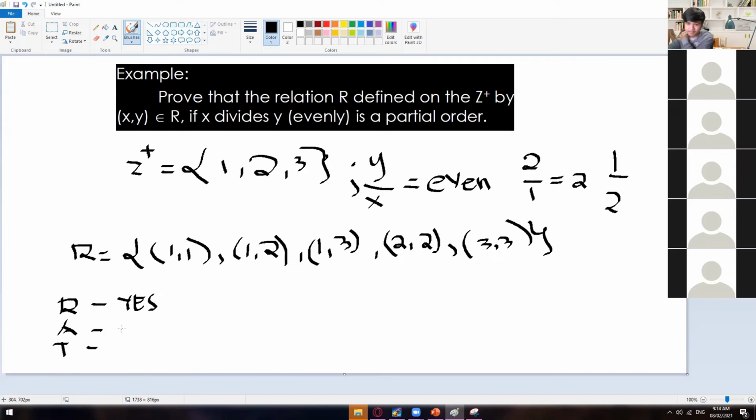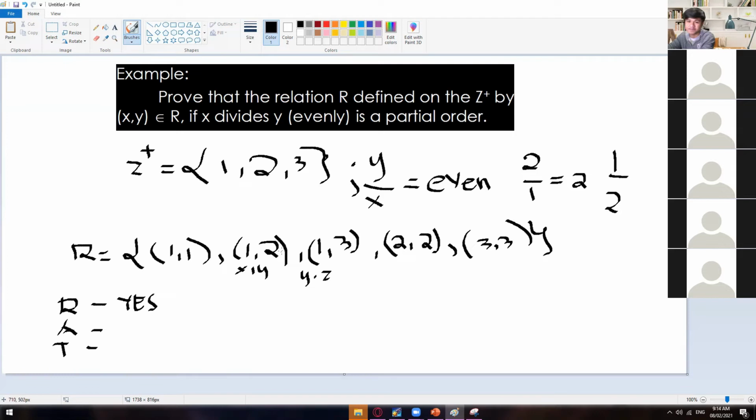So this one is symmetric. Yes, sir. How come this one is symmetric? So again, if we have xy, we should also have yx, right, if it's symmetric. But in here, we have 1, 2, but we don't have 2, 1.